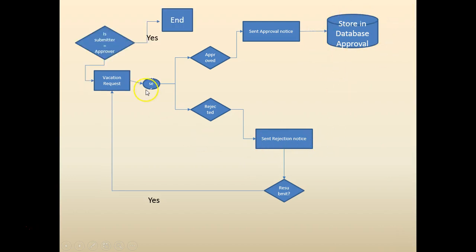So we're going to add one more condition. We're going to check up front to see if the submitter is equal to the approver. If the requester and the approver are the same, we don't want to continue with this process. We want to branch it out and end this. So how do we do this? Let's go ahead and get started.